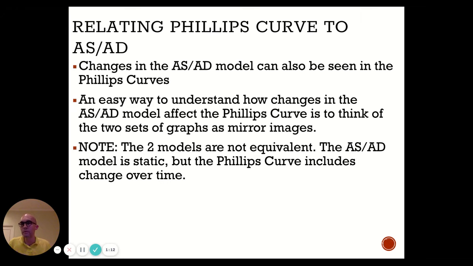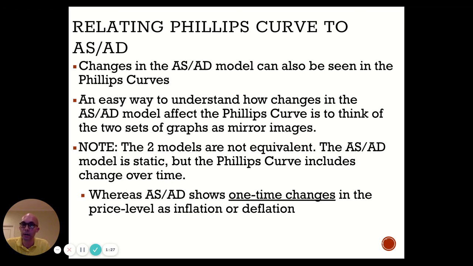The AP rarely throws this curveball at you, but just know that a change in price level is a one-time event, whereas a change in the Phillips curve or a change in inflation is a continuous event, meaning that inflation rate will continue to compound.